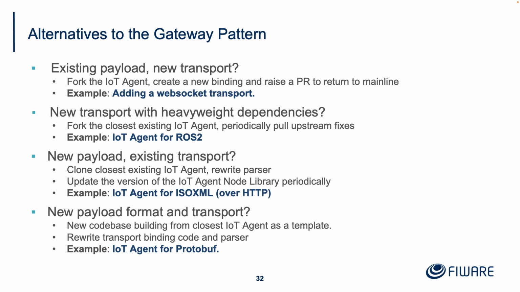There are, of course, other alternatives. You don't use the gateway pattern for everything. If, for example, you have an existing payload, but you just want to do a new transport, let's say you wanted to add in web sockets to the IoT agent for JSON, it makes no sense to use a gateway pattern for that if you could actually push it directly back into the existing code base. This is free open source software.